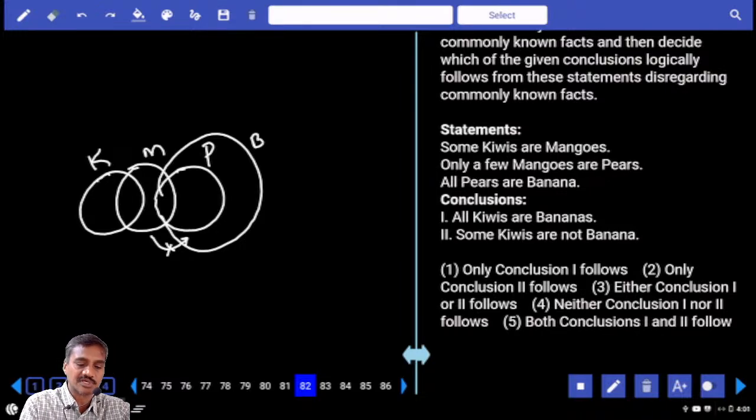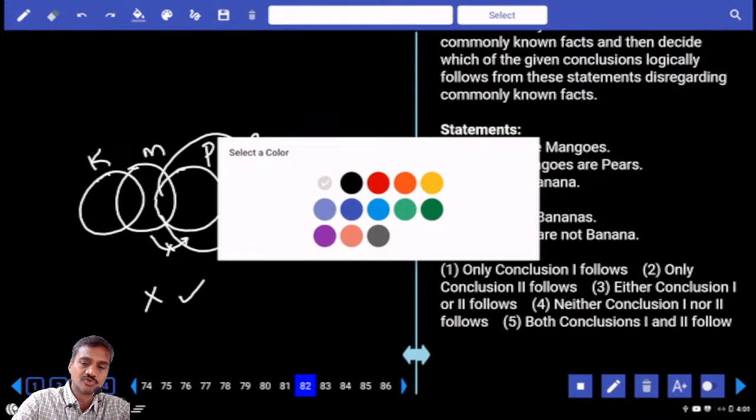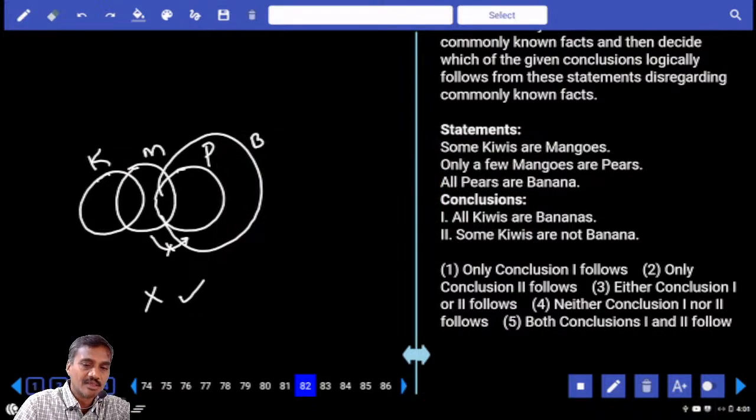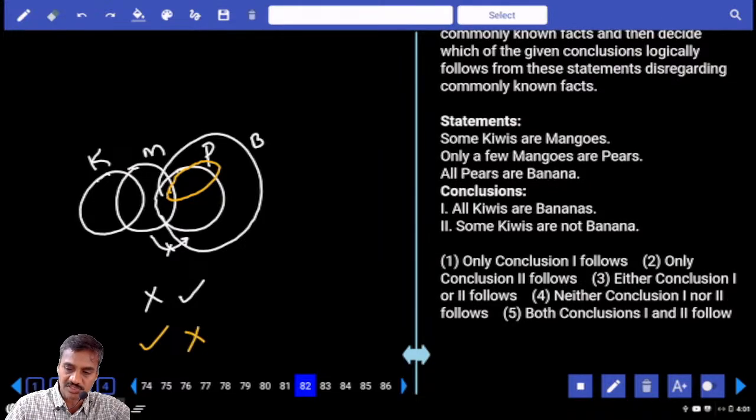And all kiwis are bananas, that is false. Some kiwis are not bananas, that is definitely true. Now to make this one false, we need to prove all kiwis are bananas. All kiwis are bananas. Now tell me whether I am able to write kiwi like this or not. Yes. Hence the alternate diagram is true, the previous conclusion false. And if you write kiwi like this, all kiwis are bananas has become true now. Hence what is your answer? When the first one is true, second is false, second is true, first is false. Hence either 1 or 2, choice 3, question number 82.